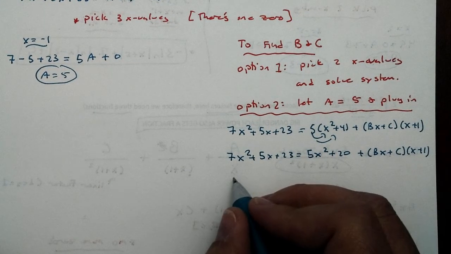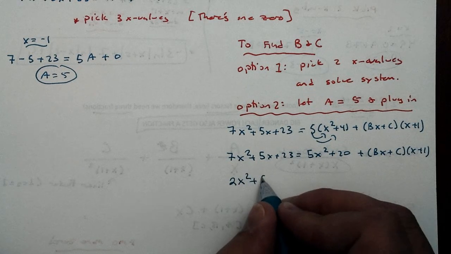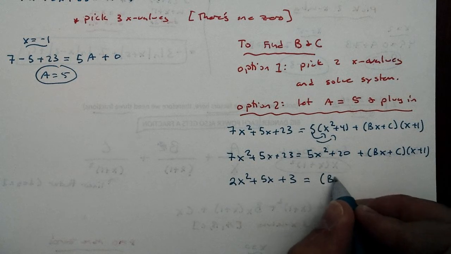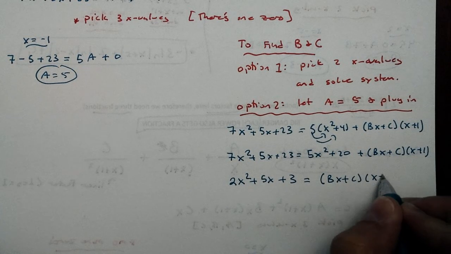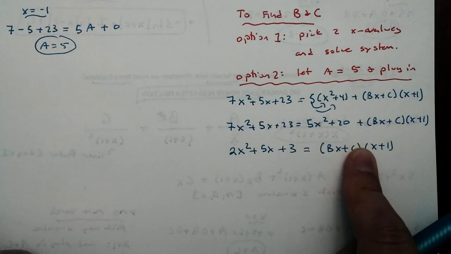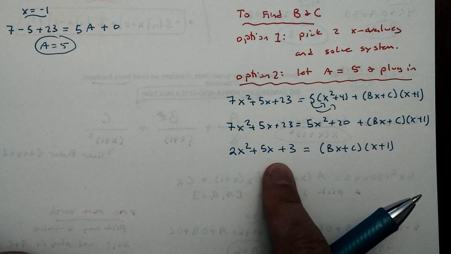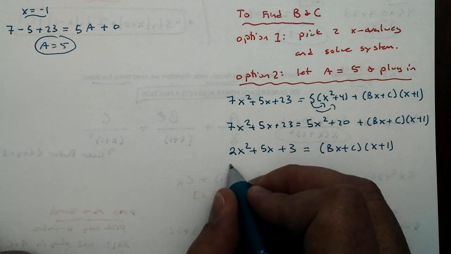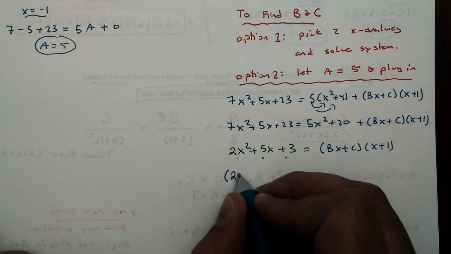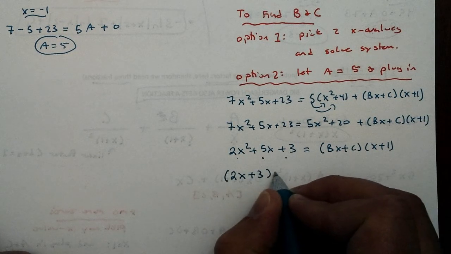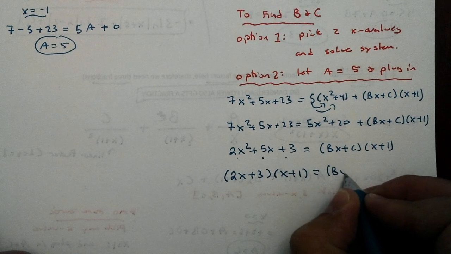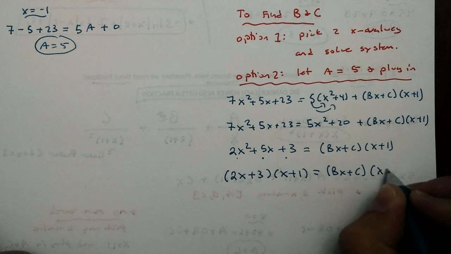Bring all this over. I'm going to get 2x squared plus 5x plus 3 equal to (bx plus c) times (x plus 1). You kind of see where I'm going? This is factored. Let me factor this and let's see what happens. If I factor 2x squared plus 5x plus 3, we're going to get (2x plus 3) times (x plus 1). And notice that's going to be equal to the right side.